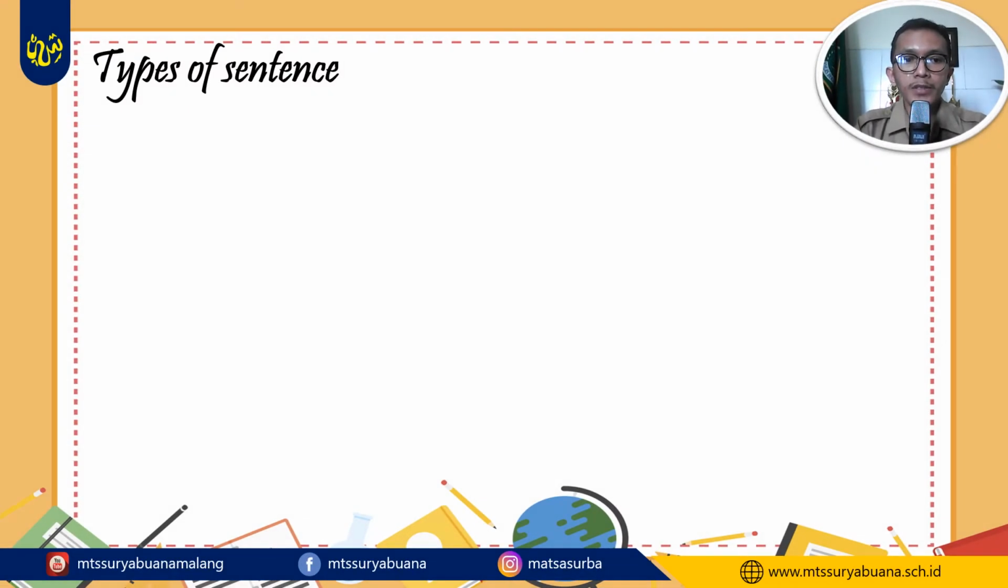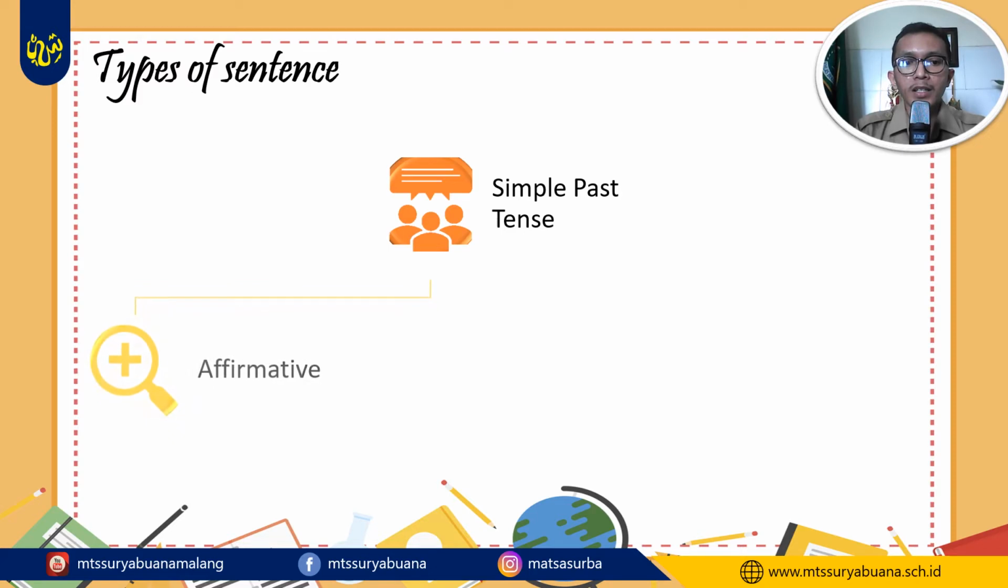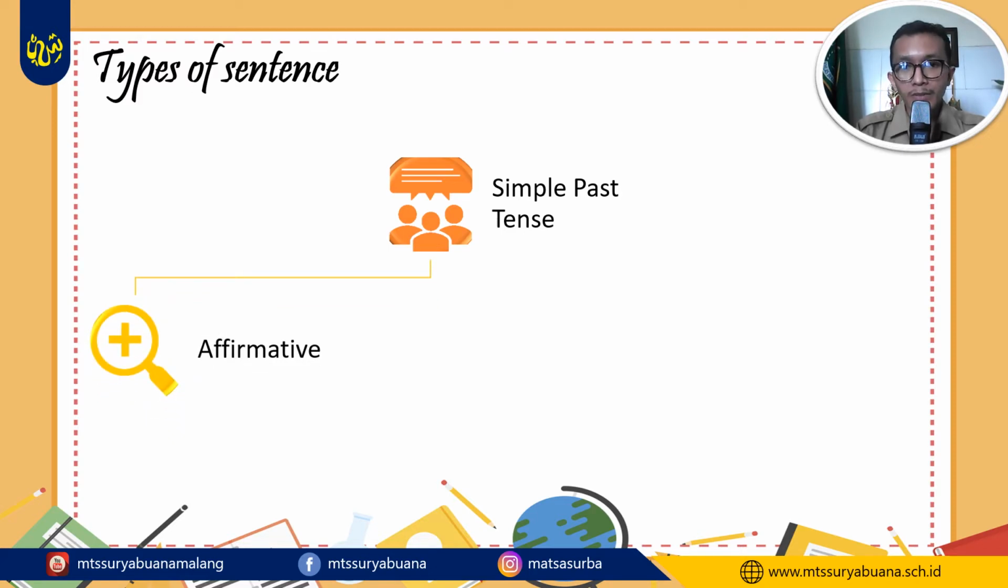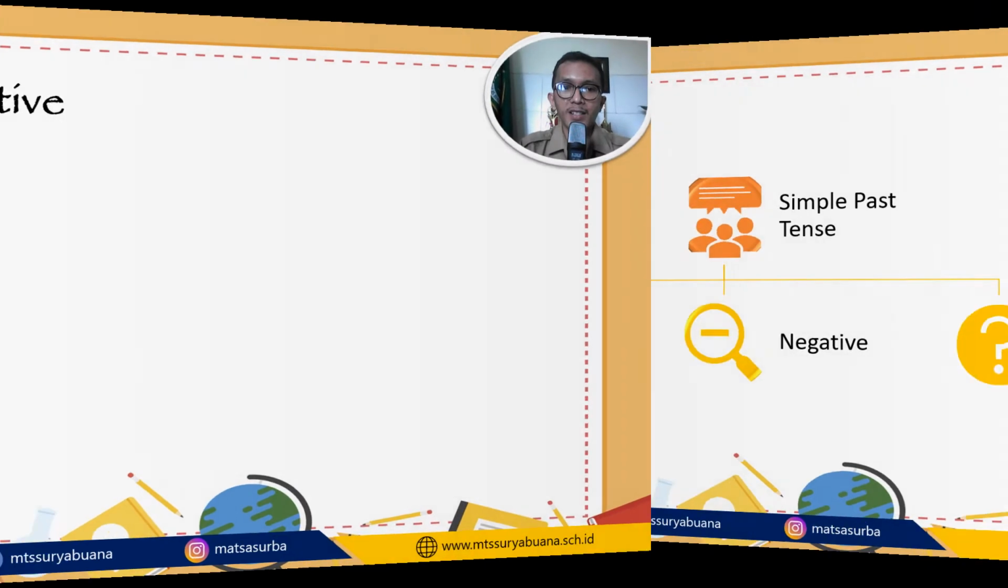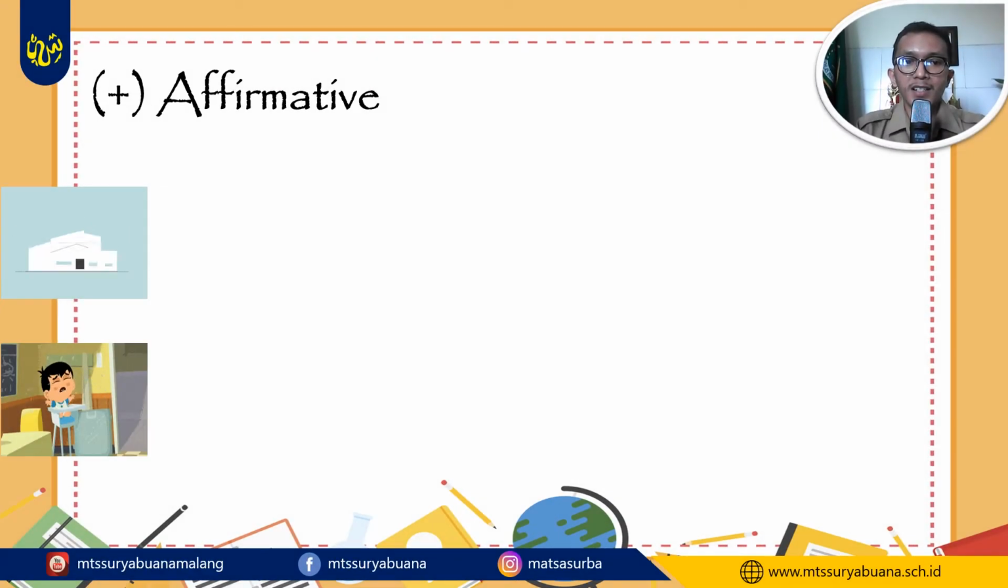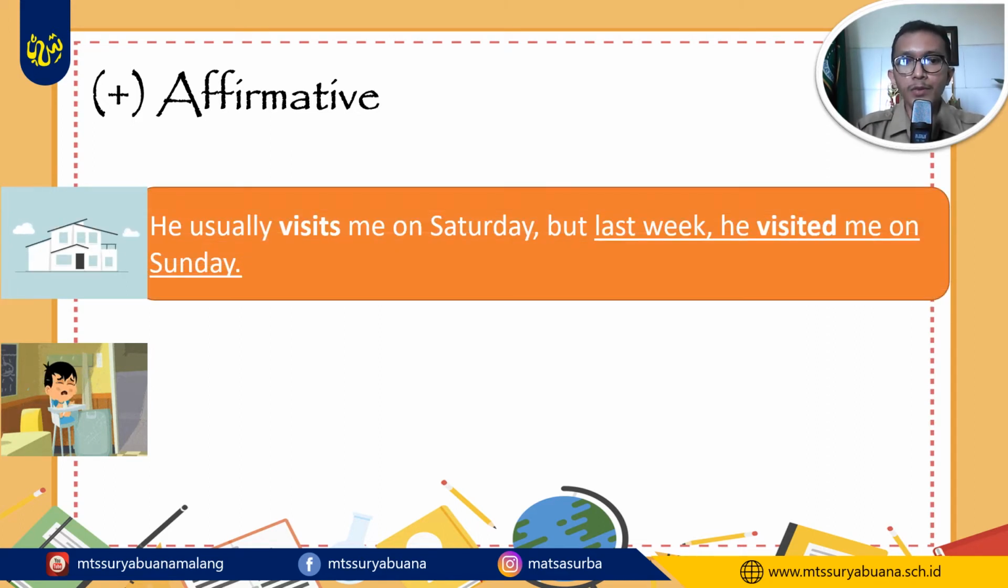Alright, the next explanation is about types of sentence that related to simple past tense. So you can use simple past tense in the form of affirmative sentence, negative sentence, and the last one, interrogative sentence. Okay, I'll give you the explanations one by one, starting from the affirmative sentences. Okay, what is affirmative sentences? I'll give you the example here.